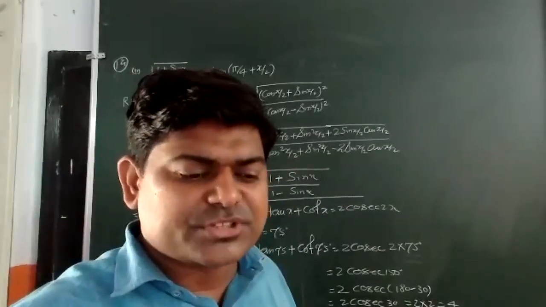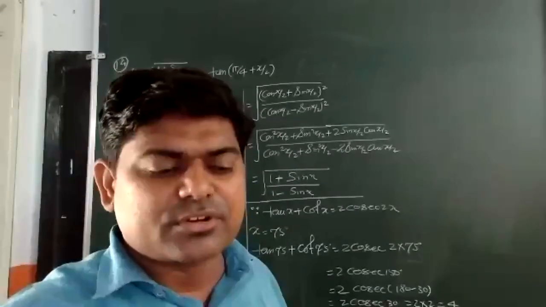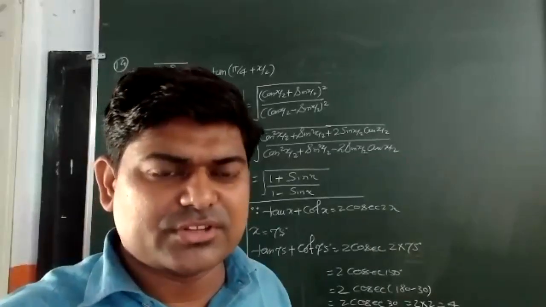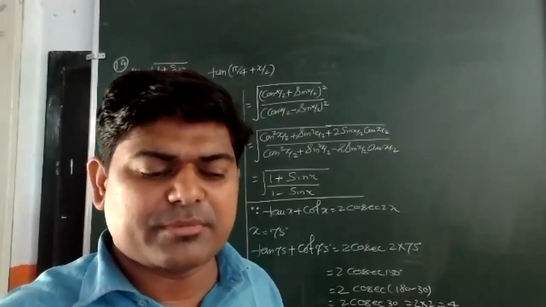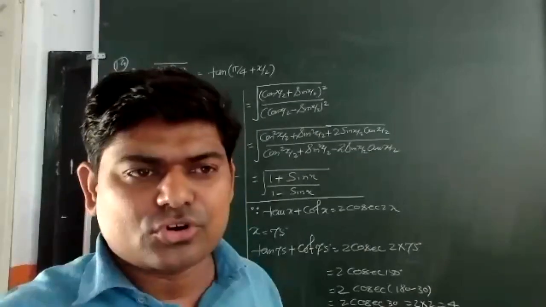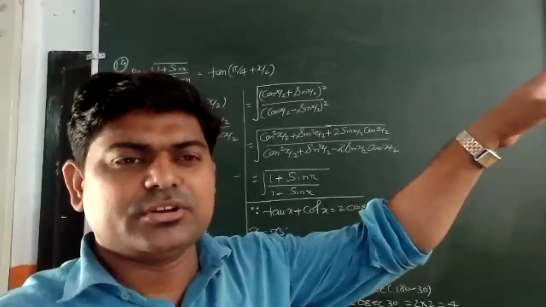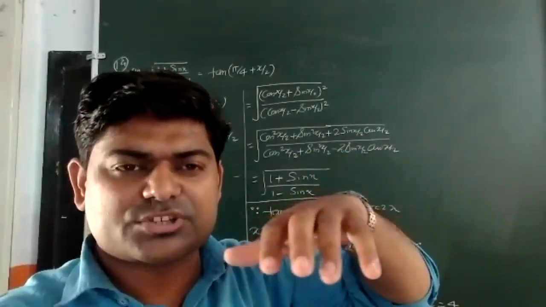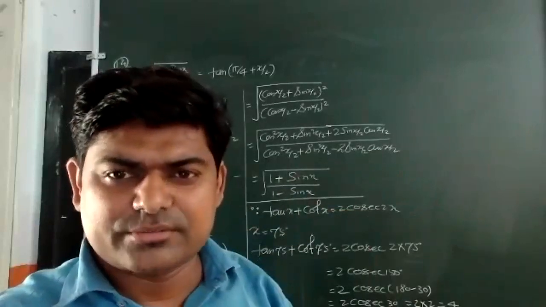Now move to question number 16. There are two parts, first and second. I think the second one will be easy, because in the second one you can see there are three terms, cos x, cos of pi by 3 minus x and cos of pi by 3 plus x. So in the second and third we can use the formula that we learned in the previous one. That was cos of x plus y into cos of x minus y can be written as cos square x minus sin square y. It was there, no?